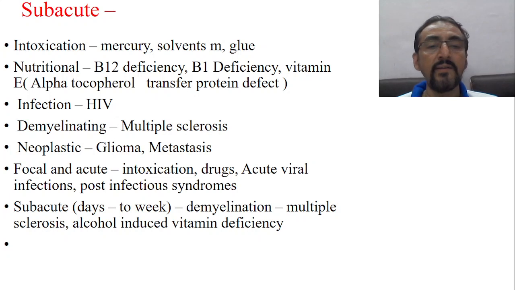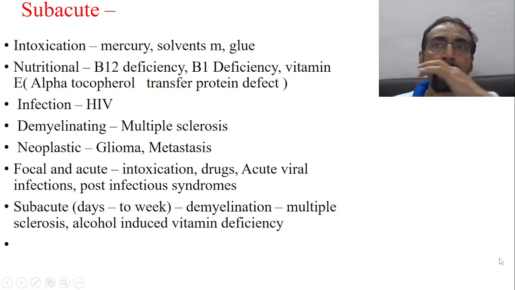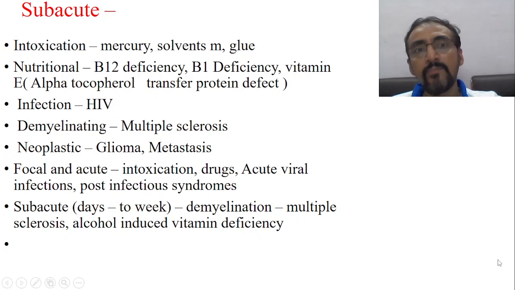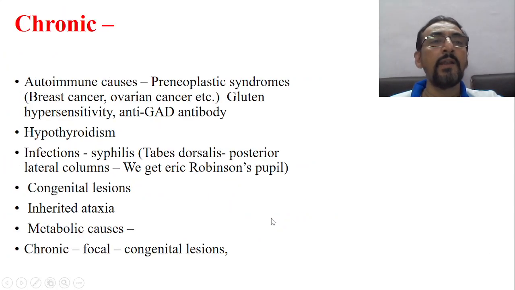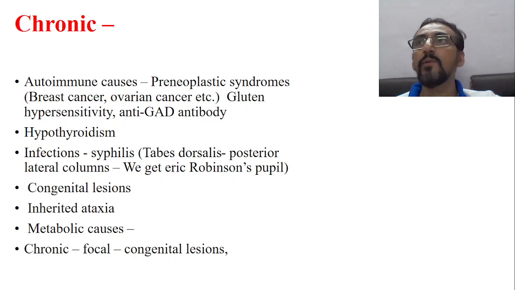B6 deficiency, I think, alcohol-induced. It is either B1, B5 or B6 deficiency, which is common in alcoholic syndrome, alcoholism. Anyway, now some of the time ataxia is chronic. What are the chronic causes of ataxia?